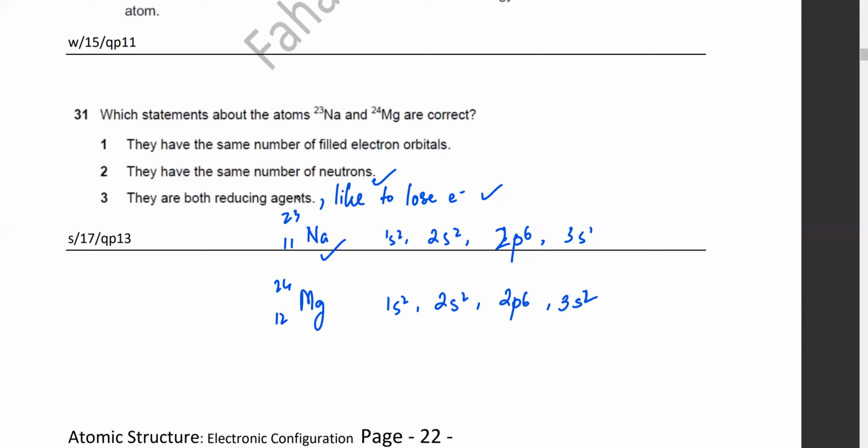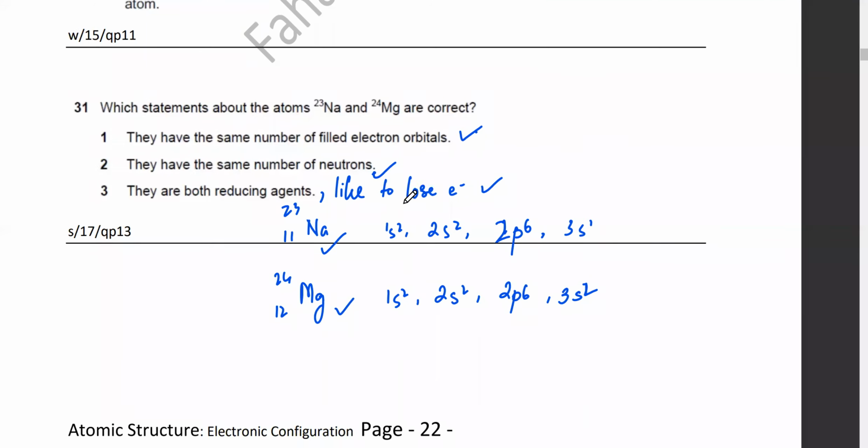So metals, they're reactive metals, they do like to lose electrons. So that is also true. And number one is also true because they have the same number of orbitals. Both of them have identical orbitals. It has more electrons, but they have the same number of orbitals.